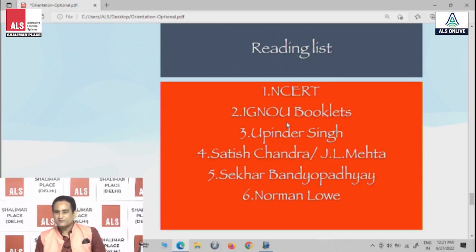Suppose when we are taking ancient history, you can read it. And you see why you need to read NCERT: for GS also you have to read. So why not read it for optional, right? So NCERT and IGNOU booklets you have to read.